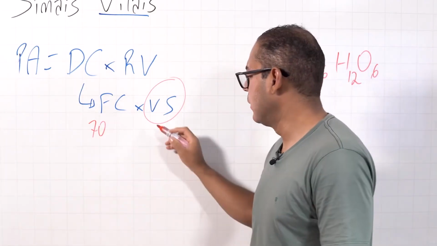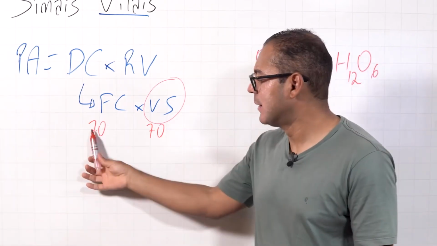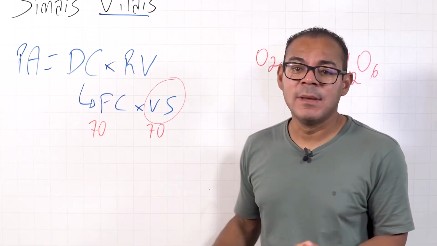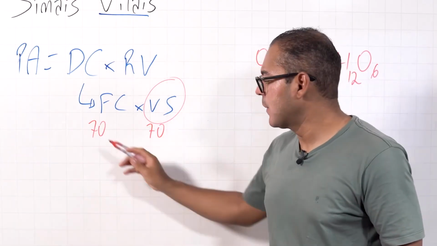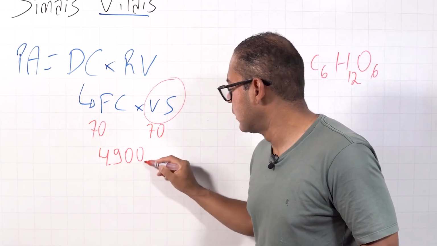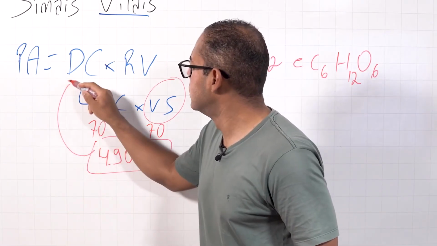So what do I have? Around 70 ml with each beat. So, if I have 70 beats in 1 minute and each beat pumps out 70 ml, when I multiply this, 7 times 7 is 49. I add the 2 zeros. I have 4,900 ml. This is the cardiac output.